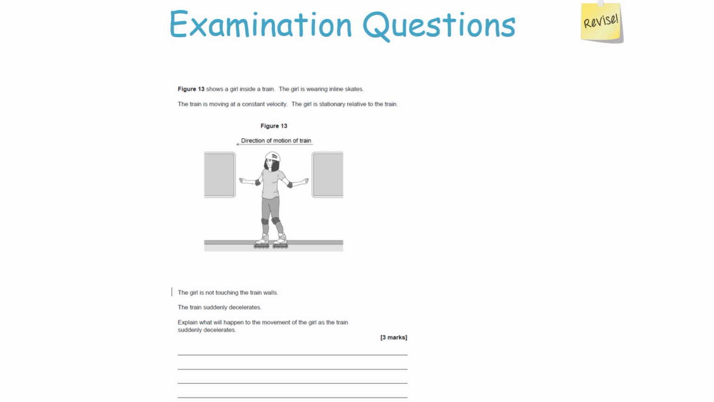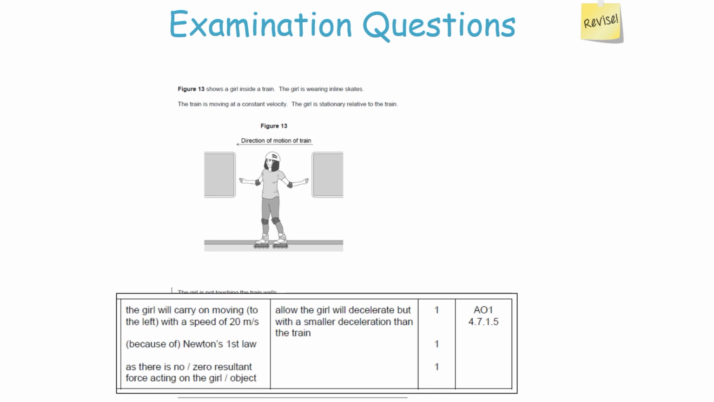Right, this question is all about Newton's laws, and it's the idea of Newton's first law of motion, and that is that an object will carry on with the same speed and the same direction, it has the same velocity, it has inertia, if there's no resultant force acting on it.